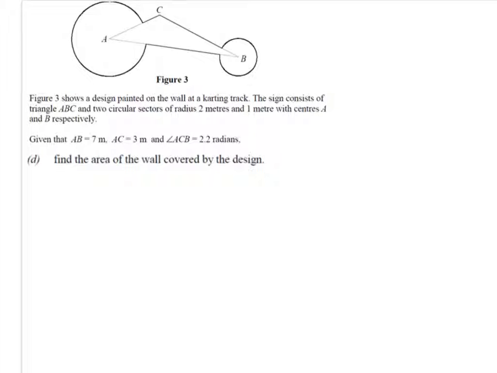Now we get to the tricky bit. Find the area of the wall covered by the design. Well, the area of the triangle we've just worked out as 5.82. That's all this bit here. And now we want to know the total area. Well, this is a circle, but we want to take away this bit here. So that sector. How do we do that?